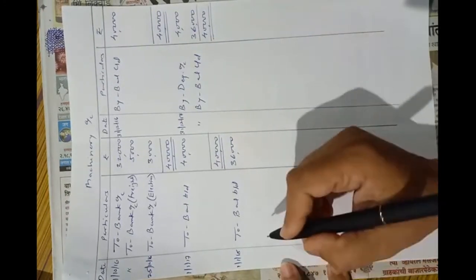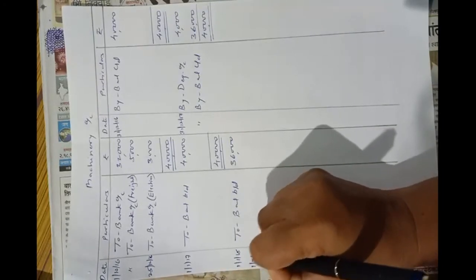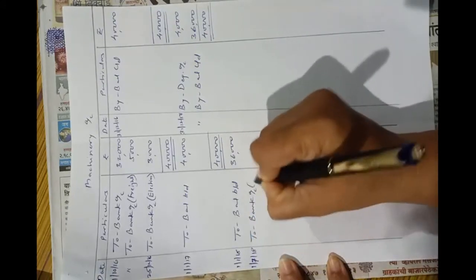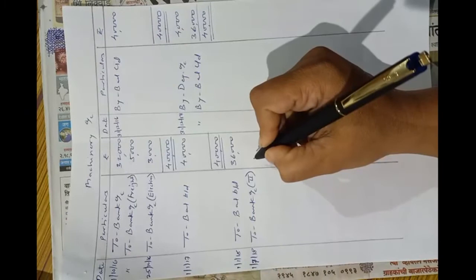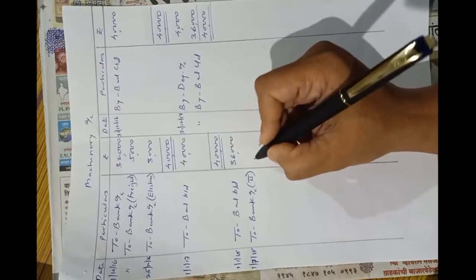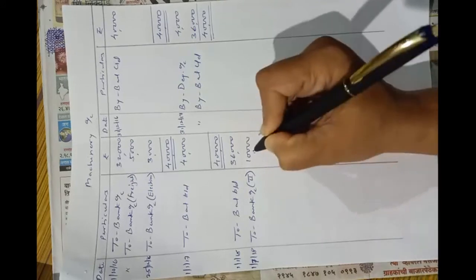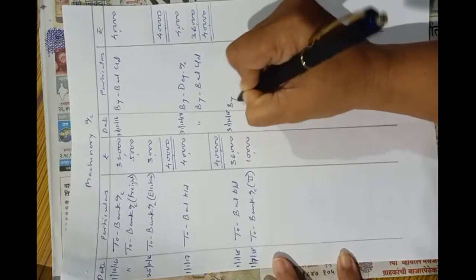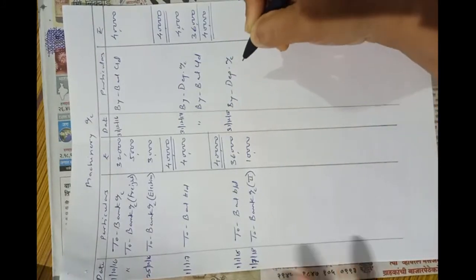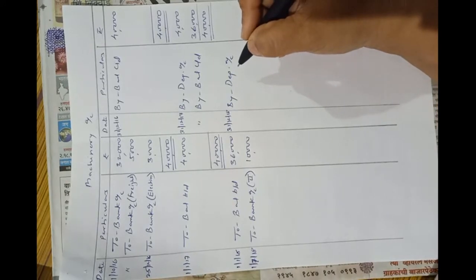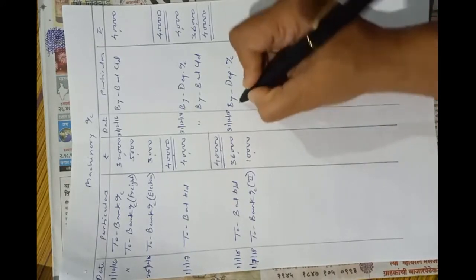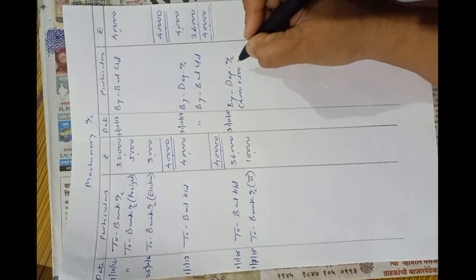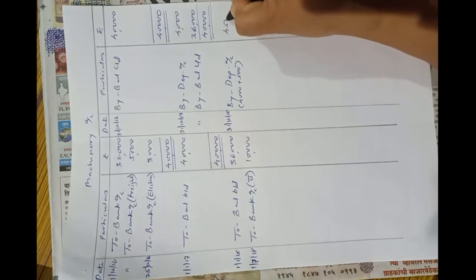So on 1st July 18, to bank account. This is second machinery purchased for rupees 10,000. Now on 31st December 18, by depreciation account. Depreciation on first machinery rupees 4,000. Depreciation on second machinery rupees 500. That is new machinery. So total depreciation will be 4,500.